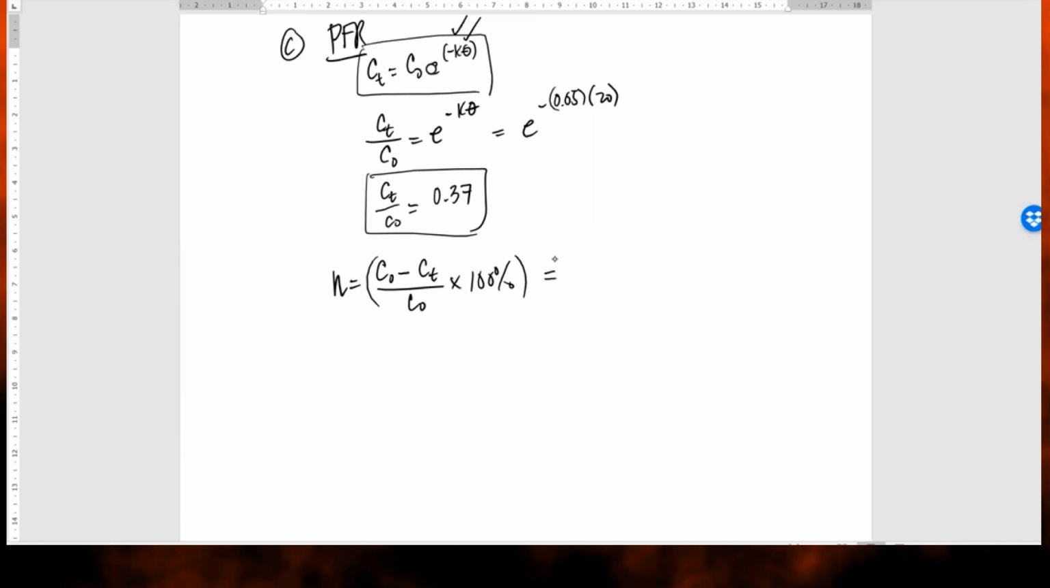C sub T is basically 0.37 C naught, right? So we can put that there: C naught minus 0.37 C naught over C naught times 100% is equal to 63%.